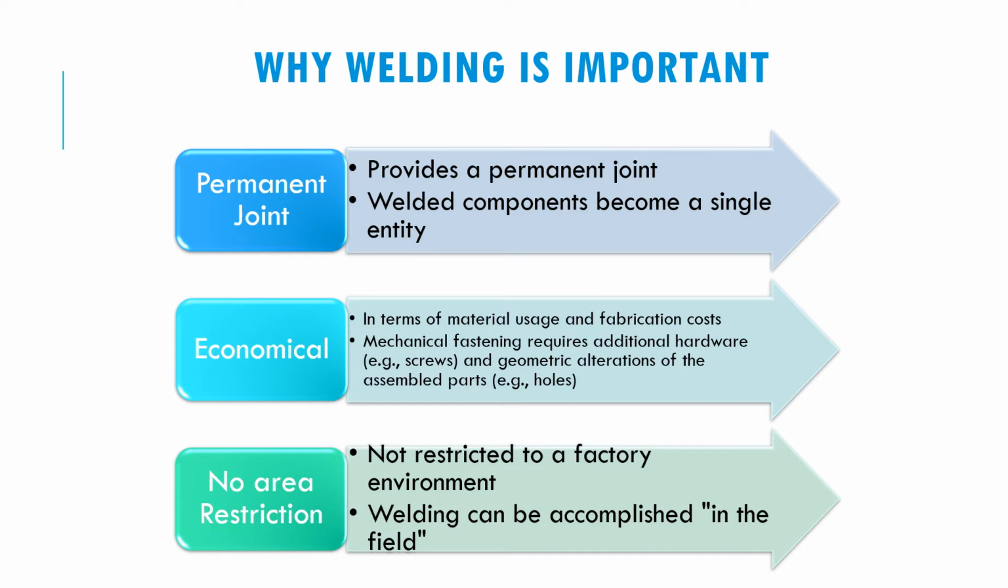There are some reasons why welding is important. Firstly, it provides a permanent joint where a welded component will become a single entity. This process is also economical. In terms of material usage and fabrication cost, it is considered cheap compared to mechanical fastening. Mechanical fastening requires additional hardware, for example screws, nuts, and bolts, and geometrical alteration of the assembled parts is also needed. For example, for the holes you will need to do the threading and many other processes.